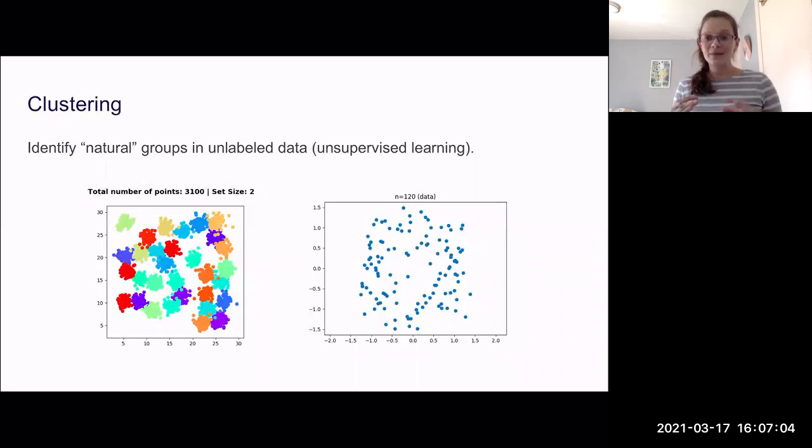I'm going to first give a little bit of background on clustering in general, and then I'm going to give a roadmap for the rest of the talk in relationship to how we will approach clustering. When we think about clustering, it's one of the key problems that we see in unsupervised learning. The idea is that we want to identify natural groups in unlabeled data. If I think about the picture on the left, this is data that has been generated by a mixture of Gaussians in 2 dimensions. And the colors represent which Gaussian each point was generated from.